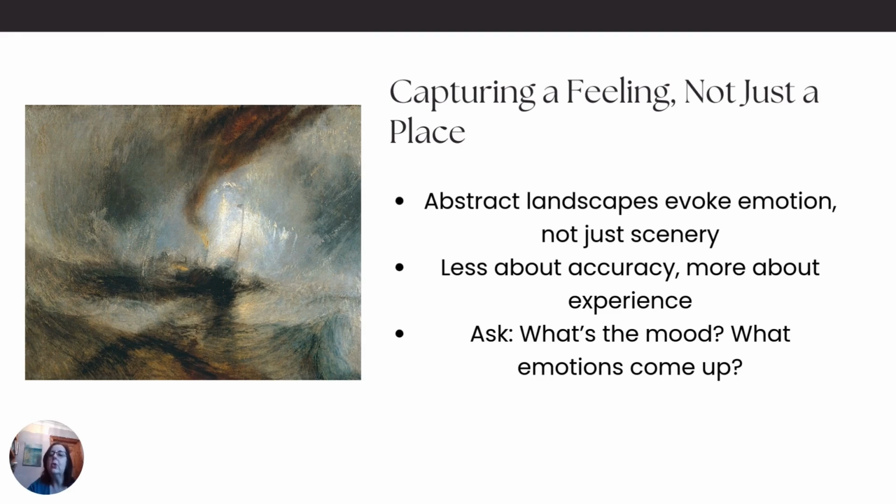Turner's Snowstorm, Steamboat off a Harbour's Mouth, is a perfect example of how a painting moves beyond representation into raw, expressive energy. Turner isn't concerned with precise details. Instead, the storm itself takes over, with wild, swirling brushstrokes and a stormy palette immersing the viewer in the chaos of the moment. The ship and sea blend together, dissolving into a haze of light and shadow. It's not just a picture of a storm, it feels like one.